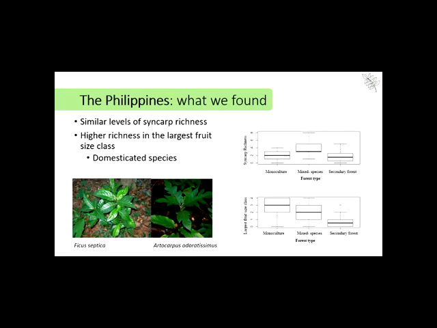Another insight we got using functional traits was that in the largest fruit size class, there was a significantly higher number of species within that class for the monoculture forest types, and this was counterintuitive from what we predicted. When we looked at what was making up that relationship, it was dominated by domesticated species, so species that had been dispersed by humans into those plantations, and that included things like breadfruit, jackfruit, pomelos, those sorts of species. So we got some quite in-depth insights using functional traits for this data.